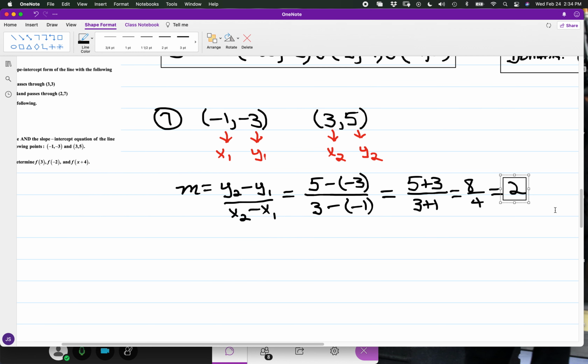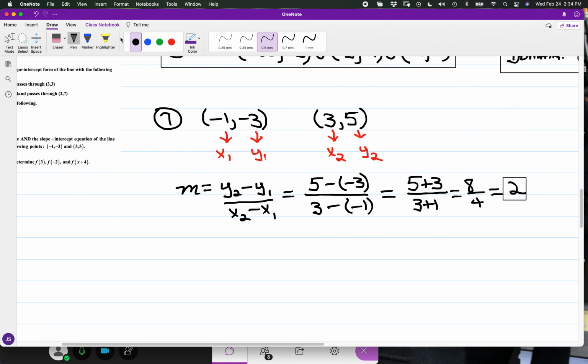All right. And for the slope-intercept equation, you can choose either of these points in the setup through the point-slope arrangement.